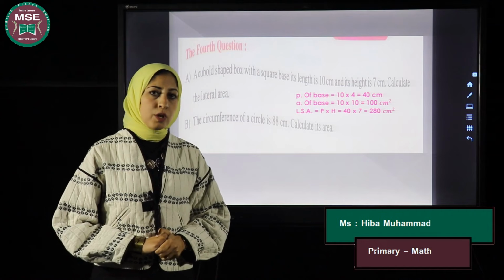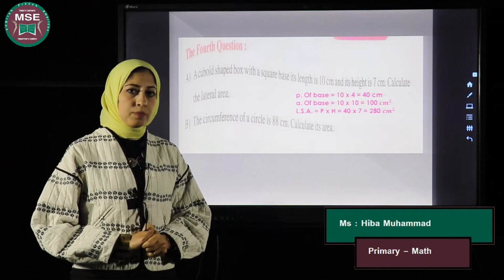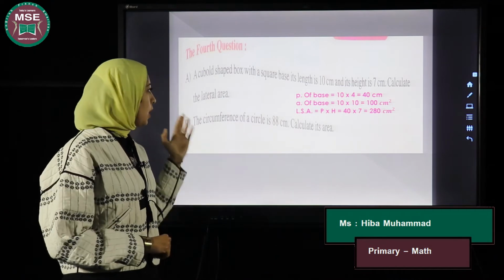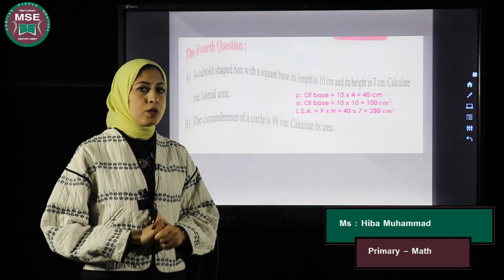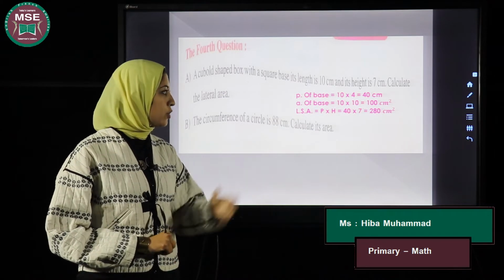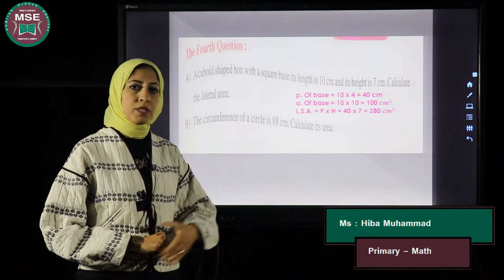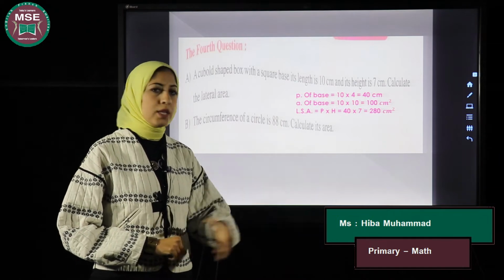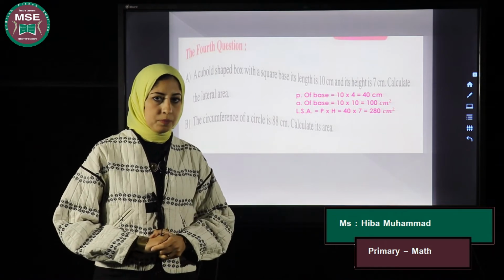Then the lateral surface area, let's remember the rule. How to get the lateral area? I will make perimeter of the base times height. The perimeter, which I got first, which is 40 centimeter times 7 equals 280 centimeter square.